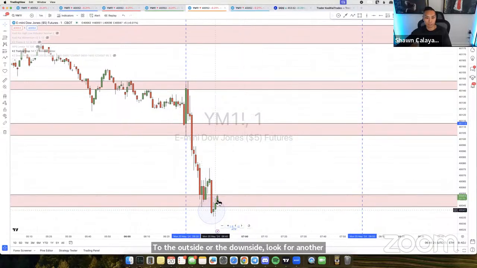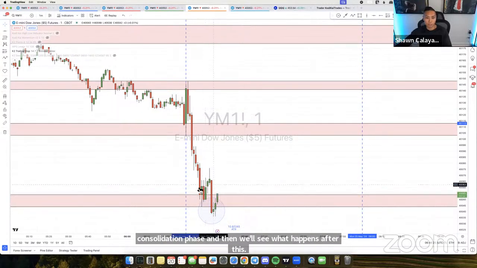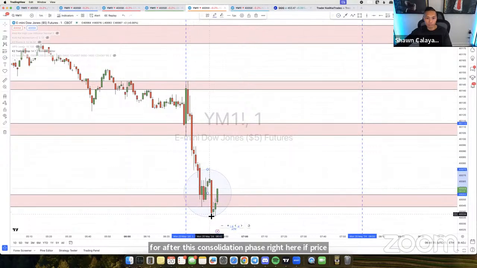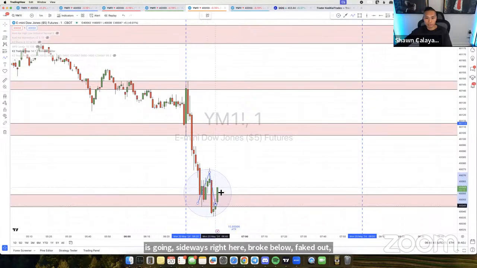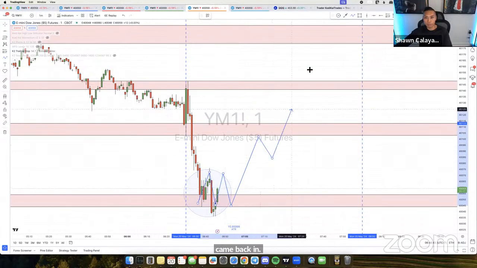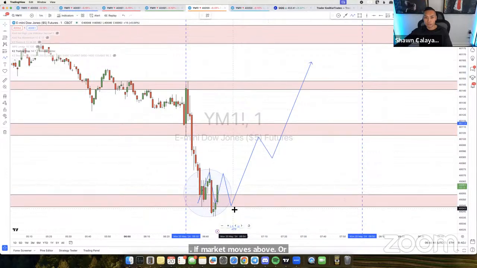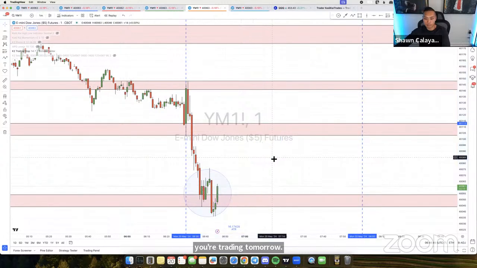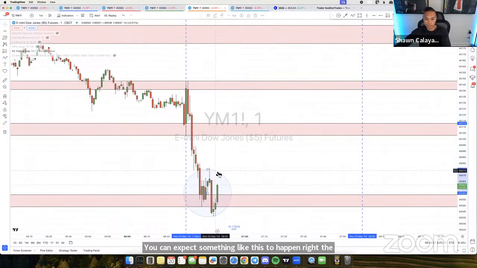After this fake out right here, like I said to look out for, after this consolidation phase right here, if price continues to move directional, you can see how price is going sideways right here, broke below, faked out, came back in. After this consolidation phase, look at how the market moves. If the market moves above or moves below, then when you're trading tomorrow, you can expect something like this to happen, right? The same pattern that just keeps repeating itself: consolidation range, breakout, consolidation range, breakout.